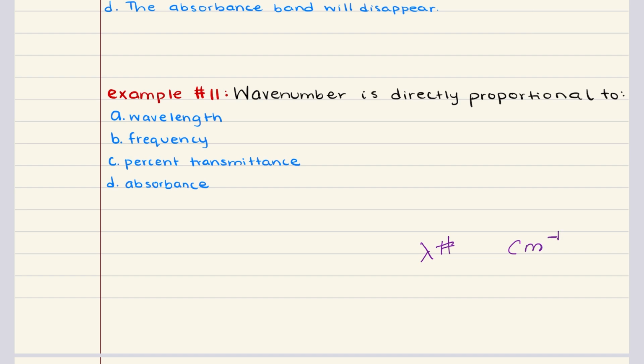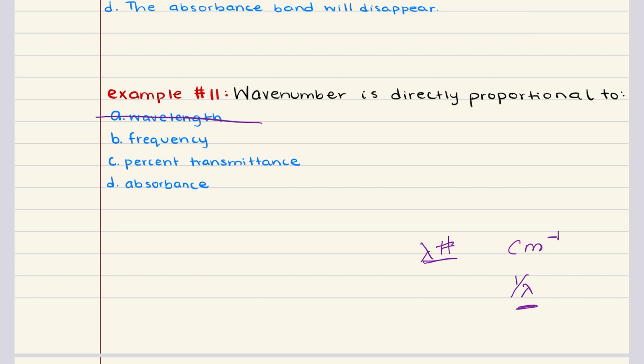Now, wave number is mathematically equal to 1 divided by the wavelength. So right away, we know that wave number and wavelength are inversely related. That means if the wavelength gets longer, the wave number gets smaller. And if the wavelength gets shorter, then the wave number gets larger. So wave number is not directly proportional to wavelength. That eliminates answer choice A.